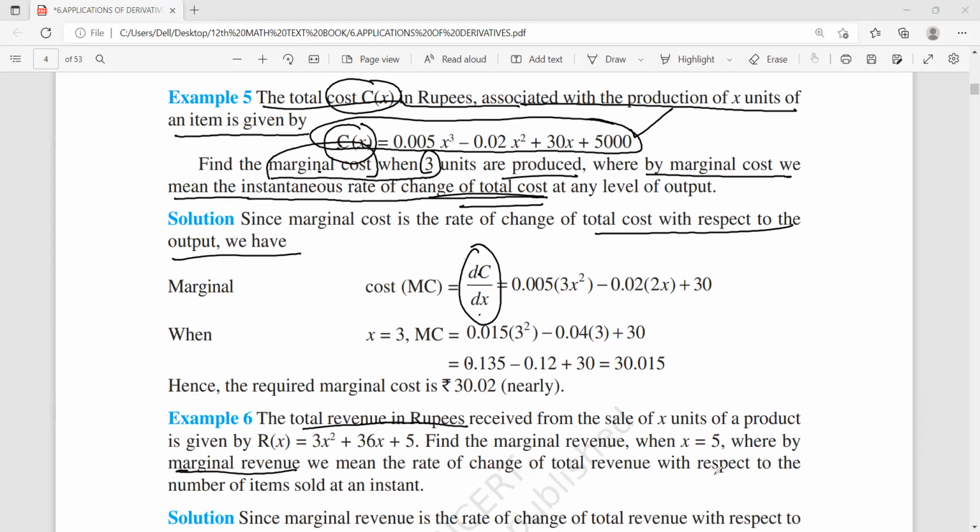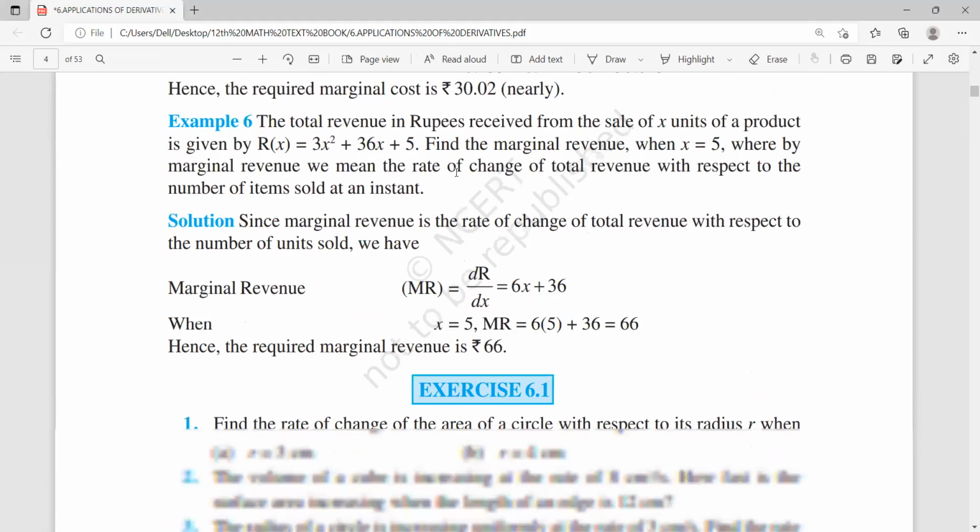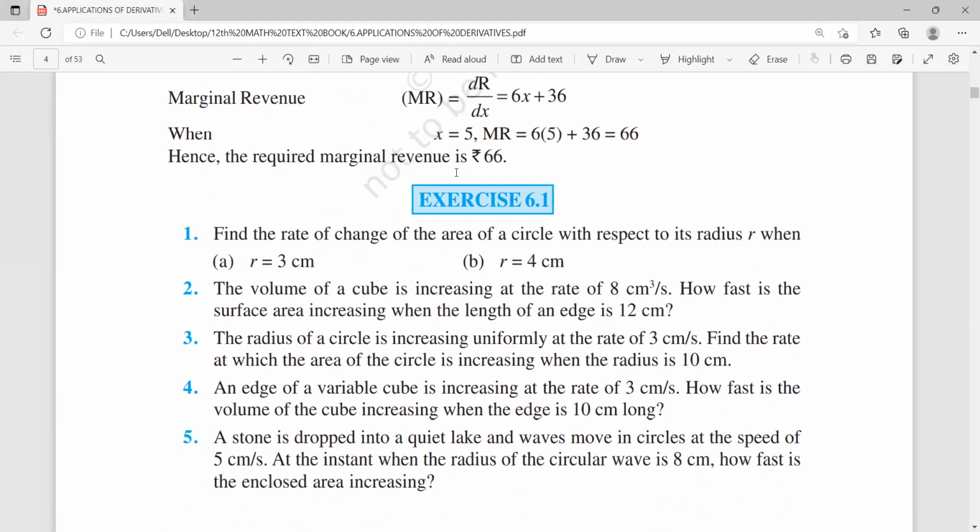Rate of change in revenue is marginal revenue. Marginal revenue means what? Rate of change in revenue. Revenue or cost is the same thing. You understand? You need to understand that, as it will not be given in the problem. They use that terminology, and that terminology means rate of change.